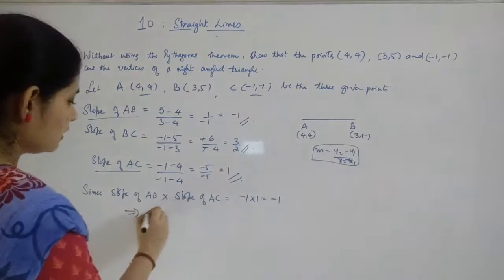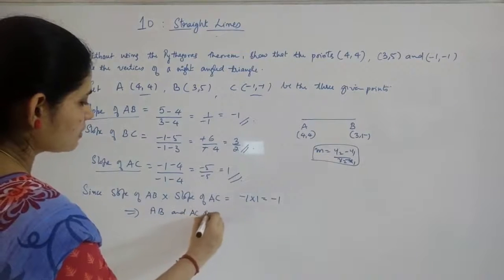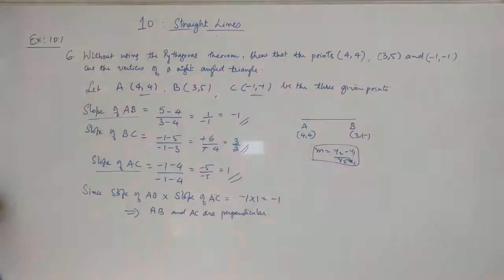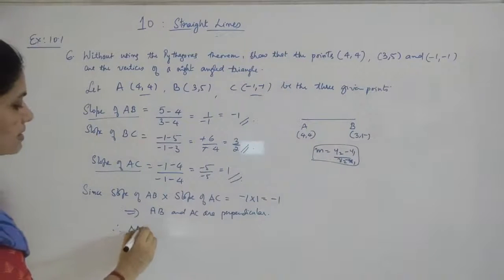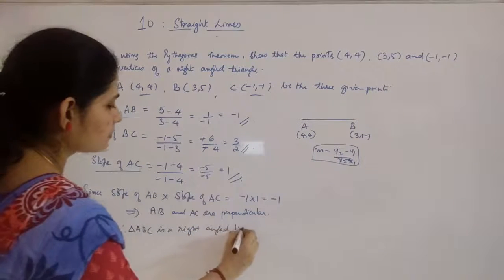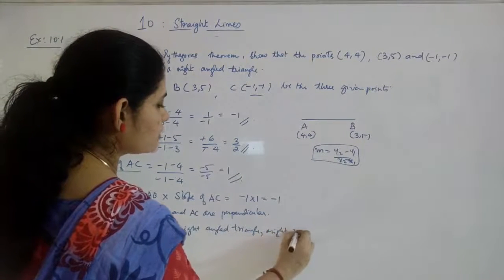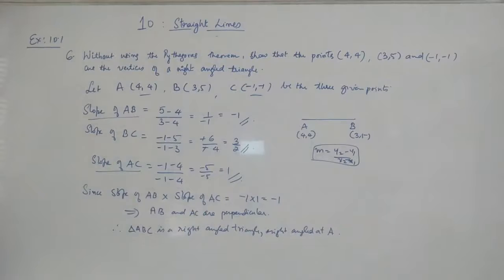Okay, that is, the two lines AB and AC are perpendicular at A. Therefore triangle ABC is a right angled triangle. At which point will it be right angled? At A. Why at A? Because you have common point as A here, so it is right angled at A. This is the method to prove when you have to use the slope form.